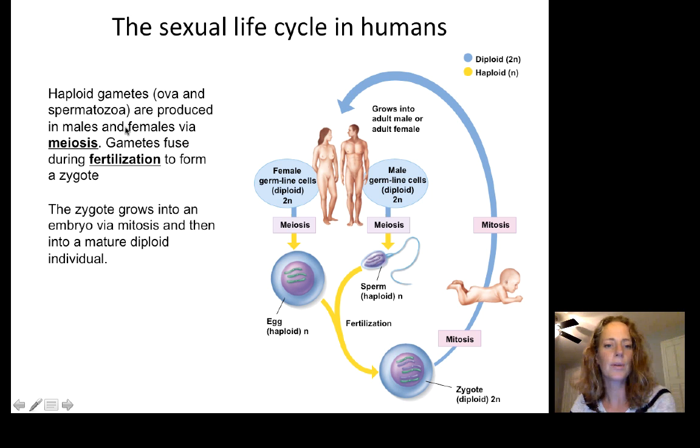So haploid gametes are produced in males and females through the process of meiosis. Gametes will then fuse during fertilization to form a zygote. This forms the sexual life cycle in humans. So female germline cells, or the cells that are the reproductive cells, will create through the process of meiosis haploid eggs. Male germline cells or male reproductive cells through the process of meiosis will create haploid sperm. They will meet if there is fertilization, and that will grow as a diploid developing zygote, which eventually grows into a baby.